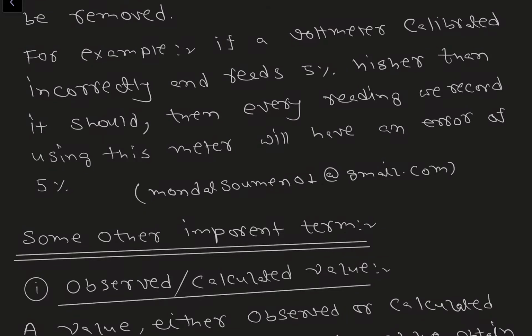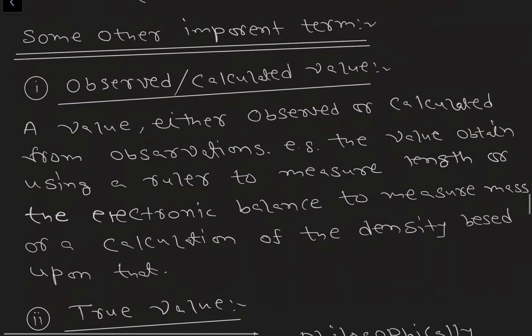Let me give you an example. For example, if a voltmeter is calibrated incorrectly and reads 5% higher than it should, then every reading we record using that voltmeter will have an error of 5%. One thing we can do is test the voltmeter with some other good instrument, and we will get an idea that it is giving us an extra 5% error, and then we can calibrate it.